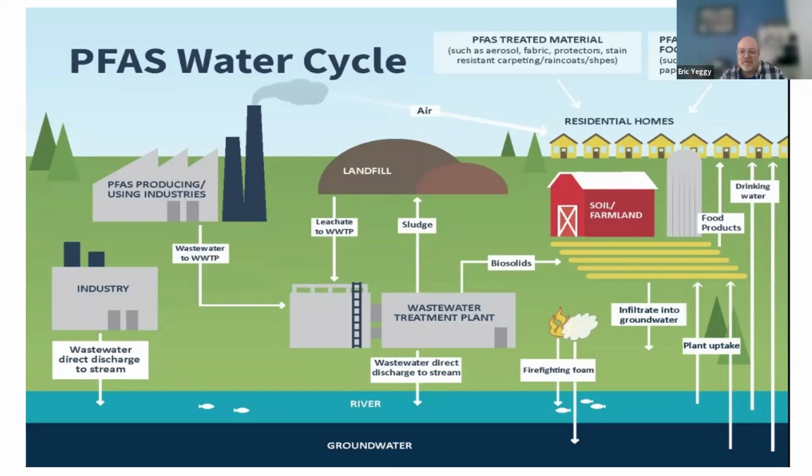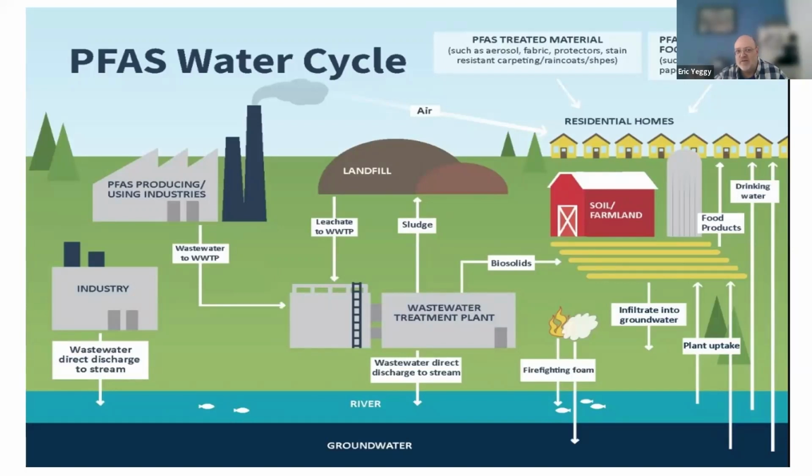Also, in the top right, you have homes where we're using a lot of these products that are produced with PFAS. A lot of the waste from those products, once those products are used, ends up back in the landfill. And then the PFAS leaches out of those waste products and ends up back in the wastewater treatment plant, and the cycle starts again.